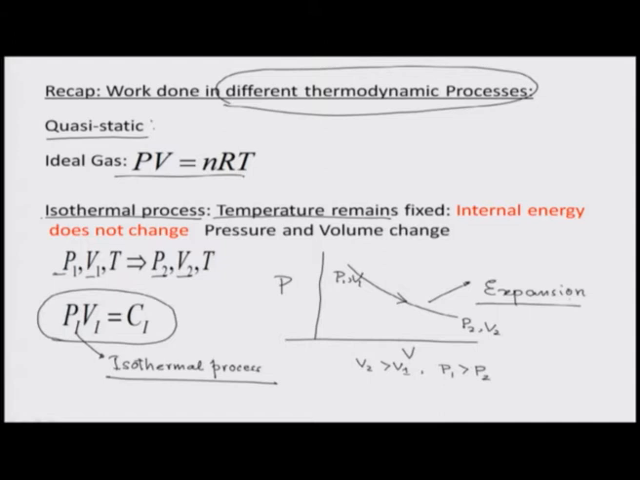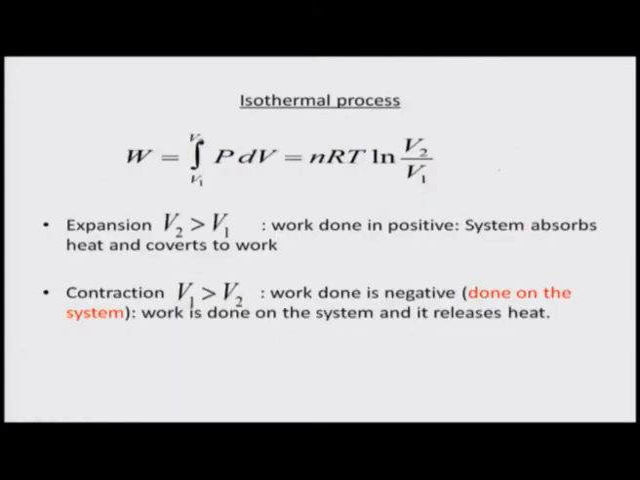Okay? So, in an isothermal process, temperature remains fixed, internal energy does not change, but pressure and volume change. I am talking about ideal gas. Internal energy is a function of temperature, and since temperature is kept fixed in an isothermal process, internal energy does not change. Okay? But pressure and volume do change. We calculated the work done.